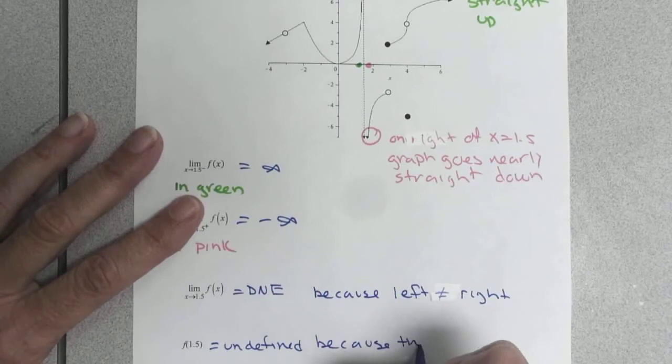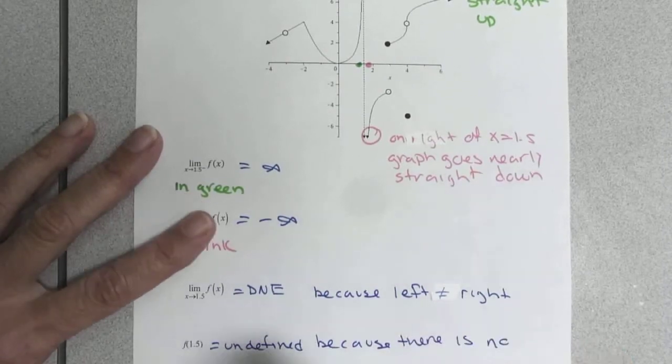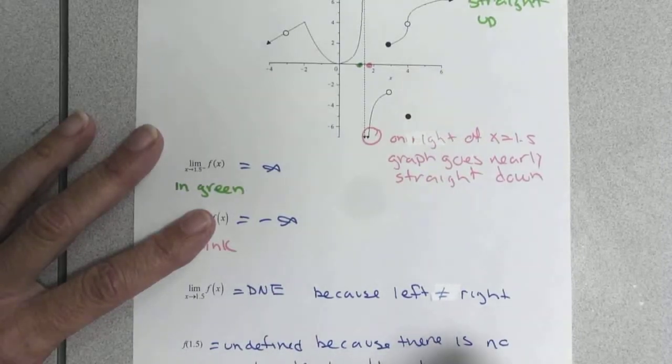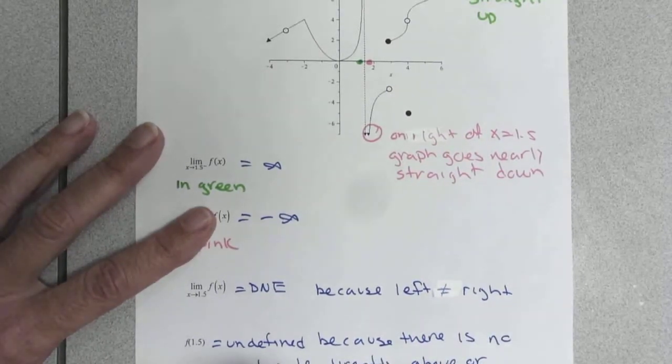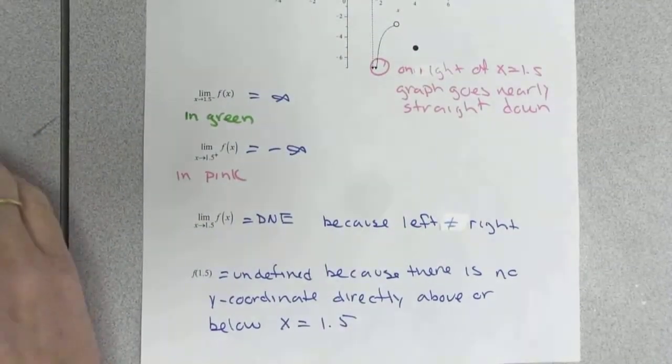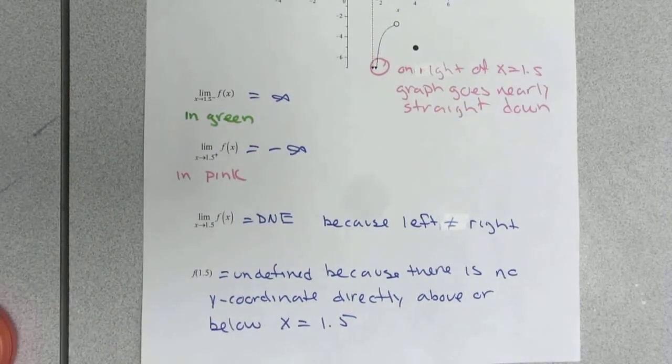Because there is no y coordinate directly above or below x equal 1.5. Functional values are about what's happening exactly at x equal 1.5, and at exactly 1.5, we have that asymptote. And our asymptotes are just really imaginary guidelines. This particular asymptote is guiding one side nearly straight up and another side nearly straight down, but there aren't actual points on the asymptote.